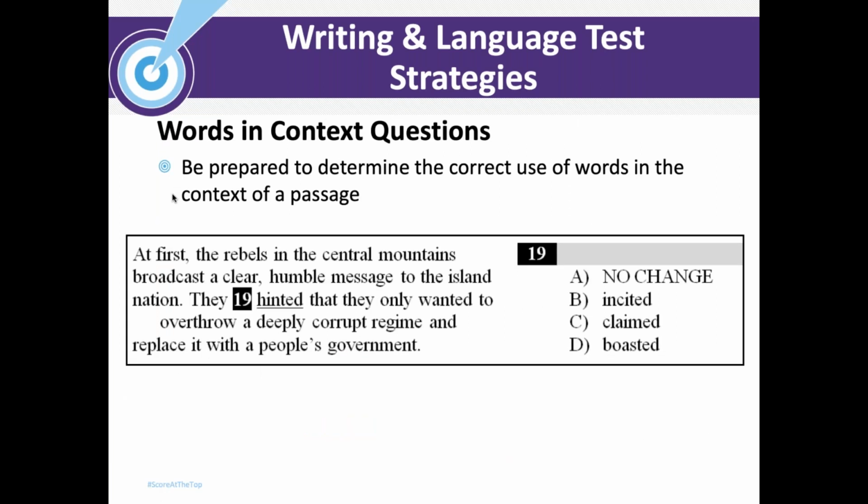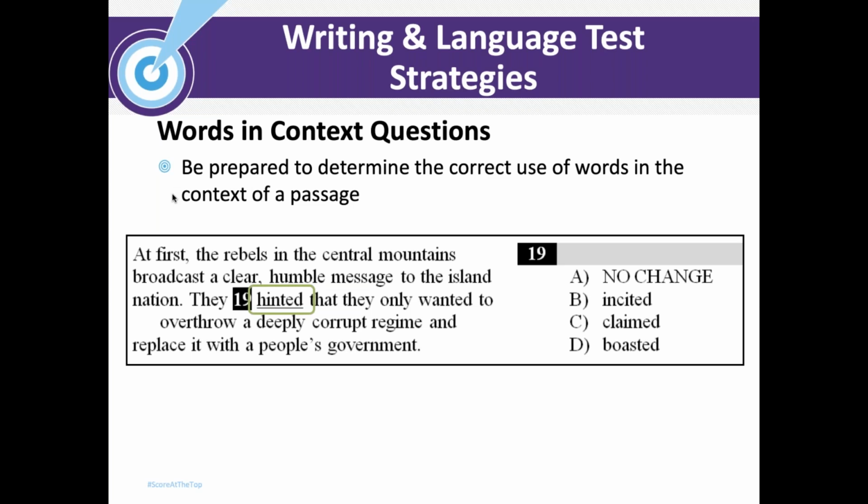Words in context questions. So you are going to get a little bit of vocabulary on your PSAT writing and language test. And here you want to choose the best word. So we've got, at first the rebels in the Central Mountains broadcast a clear, humble message to the island nation. They hinted that they only wanted to overthrow a deeply corrupt regime and replace it with a people's government. So I've got some answer choices. Which one best fits in this situation?